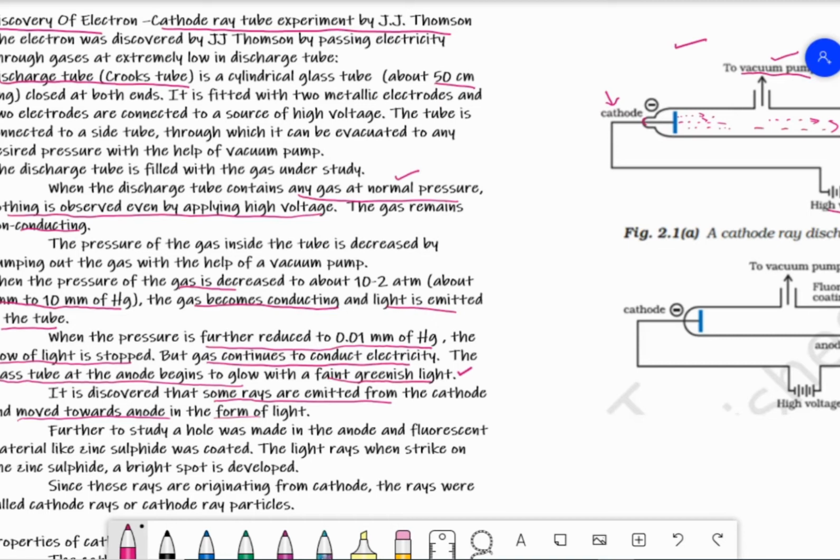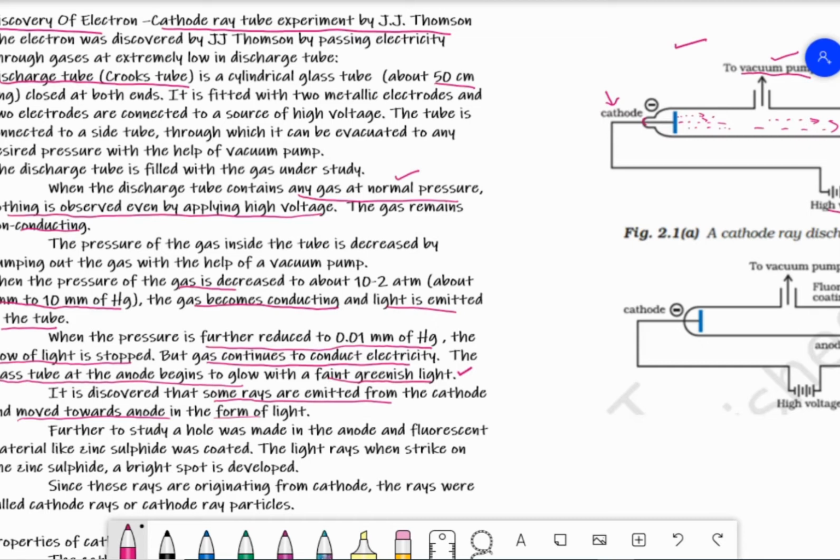But the rays are still invisible. We cannot see anything, but we can only see some greenish light on the anode side. So, to study further, the scientist made a hole in the anode. Look at the second diagram. A hole was made on the anode side.